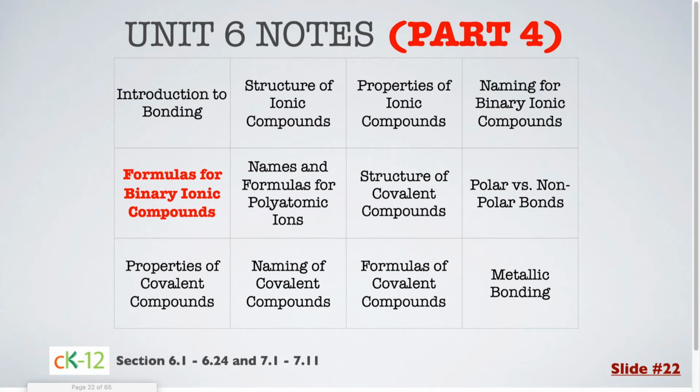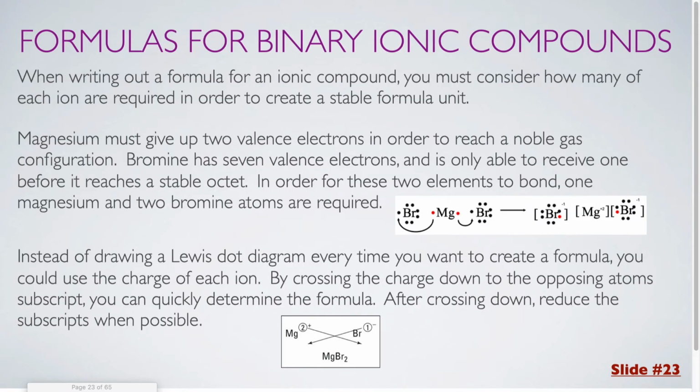In part 4 of the Unit 6 notes, we are going to be covering formulas for binary ionic compounds. When writing out a formula for an ionic compound, you must consider how many of each ion are required in order to create a stable formula unit.